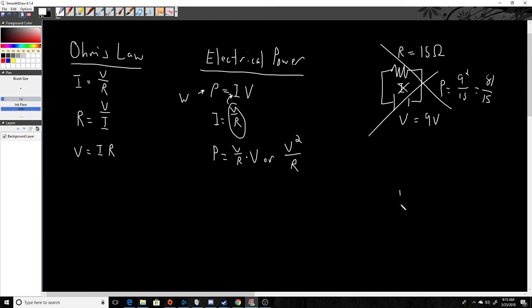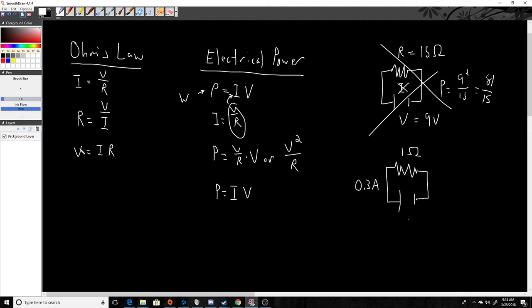Now let's say that I've got a new circuit. Let's say in this case I have a current of 0.3 amps, and I have a resistance of, let's just go 1 ohm. Now I want to know what's the power of this circuit, and I don't know voltage in this case. So let's go back to P equals current times voltage, but I don't know voltage.